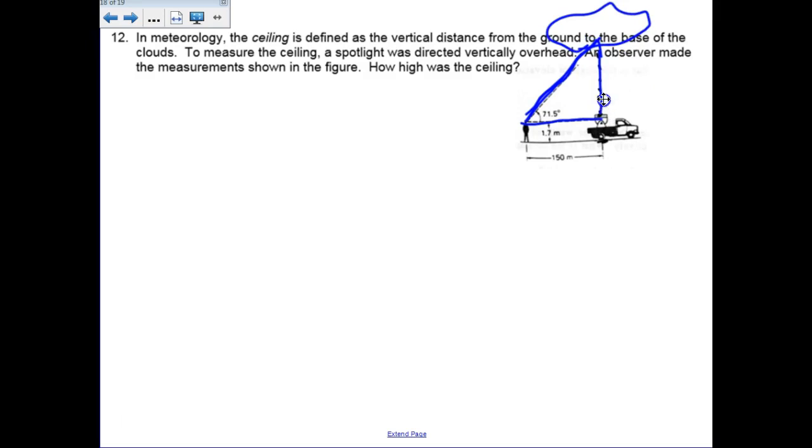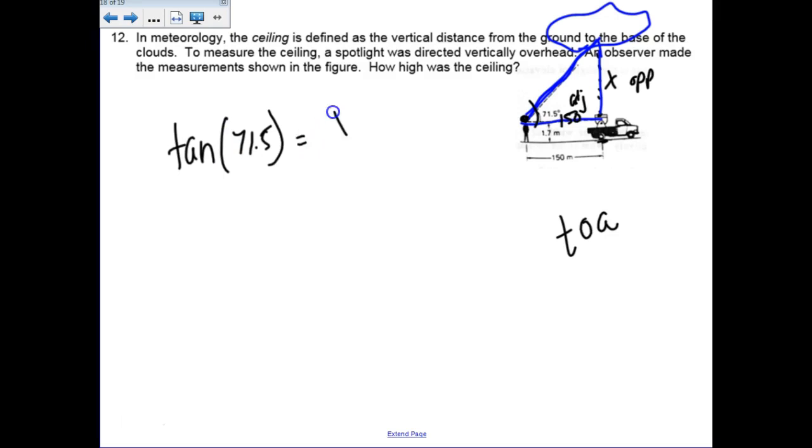There's something I haven't labeled yet, because I see that this is 150 right here. Where should the x go? Good. The height is what I want. So what trig function are we going to set up if I'm looking for x, and these are the clues I have? So this is the adjacent leg, and this is the opposite leg. So that's O and A. Which trig function uses that? Tangent, TOA. So we have tangent of the angle, 71.5, is the opposite leg over the adjacent leg.